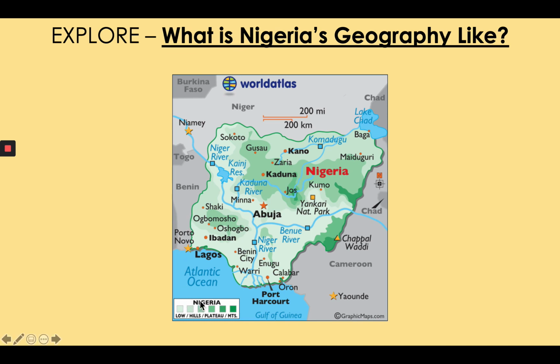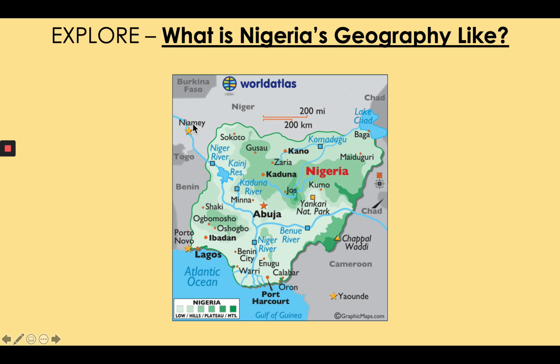This map shows the difference in altitude in different areas. Dark green means high altitude, light green means low altitude. Also, these dotted areas show the urban areas, the cities and the towns in Nigeria. It also shows the main rivers. I'm not going to explain everything to you, but I'm going to show you some key points.